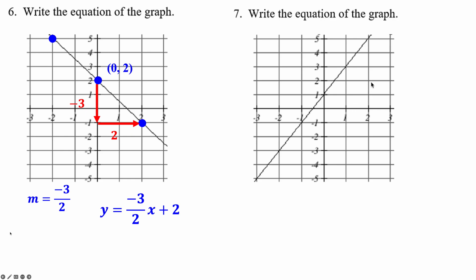All right, so number 7, same situation. Go ahead and pause the video, write your equation. When you're done, come back, we'll check it. All right, welcome back. Here you have a y-intercept at 1. I have a point here, I have a point up here, I have lots of points. They all appear to be up 2, right 1. So that's a slope of 2 over 1, or just 2. So my equation is y equals 2x plus my y-intercept of 1.